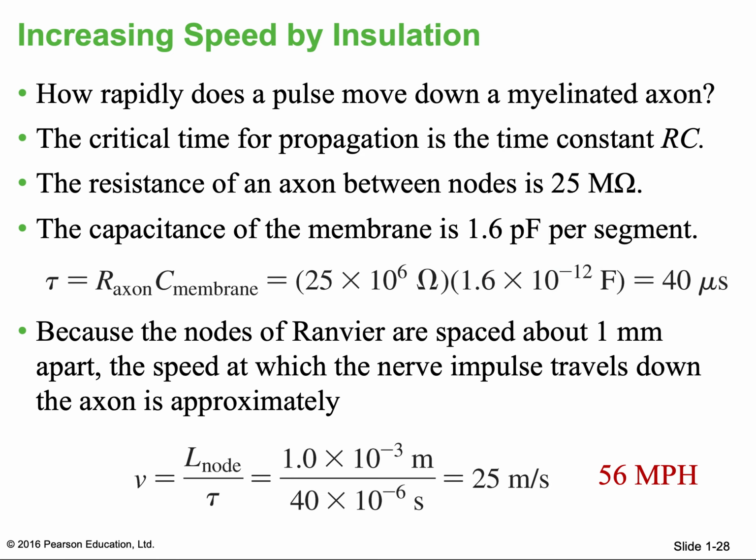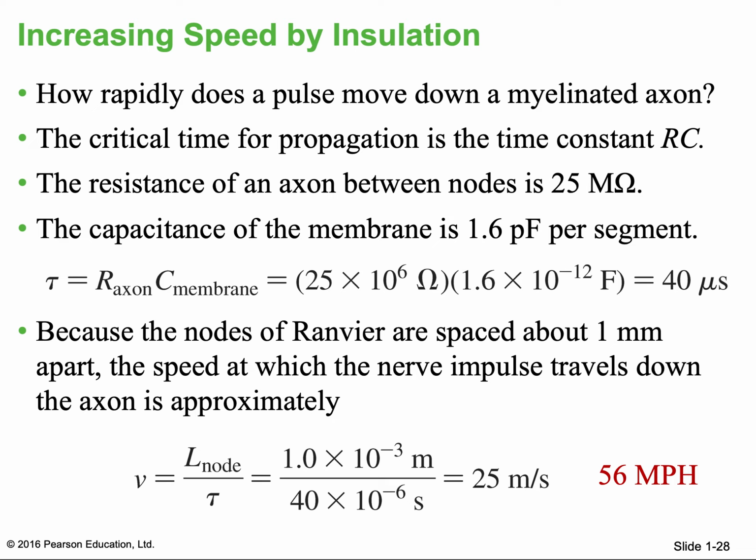Now at this point, you have to be wondering how fast this action potential moves down a myelinated axon. And lucky for you, we can calculate that. We can call the critical time for propagation the time constant, and the resistance between nodes is 25 megaohms, so 25 times 10 to the 6 ohms. And the capacitance of the membrane is 1.6 picofarads.